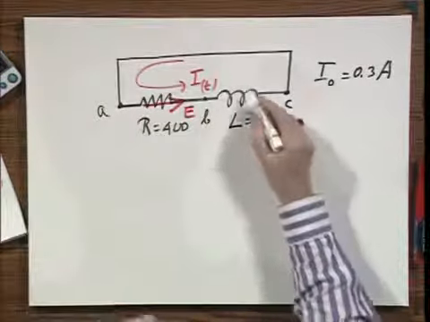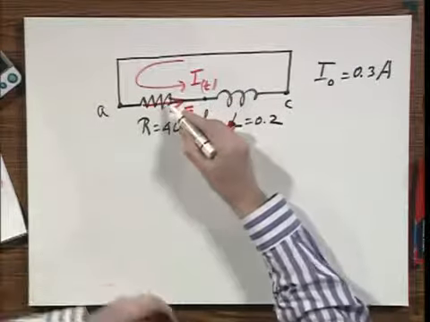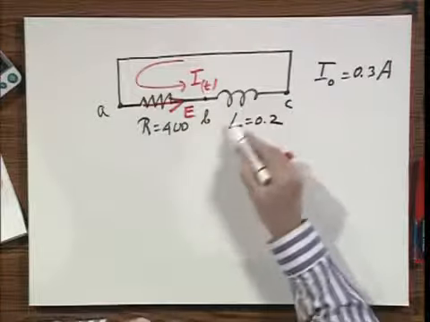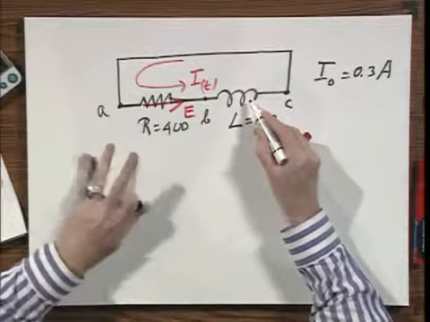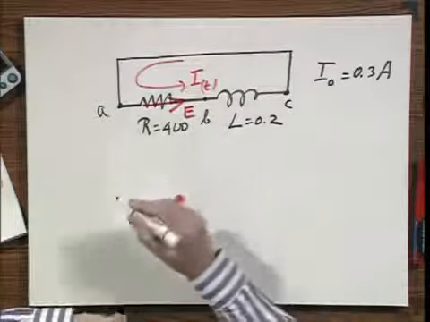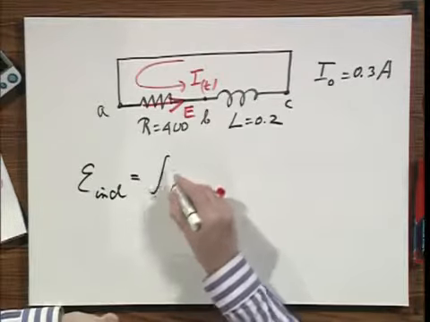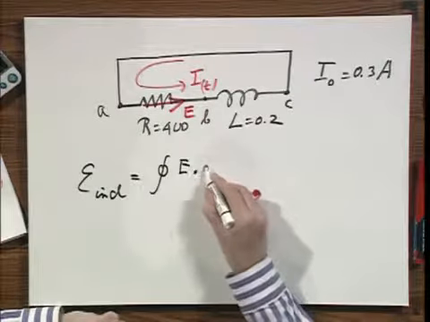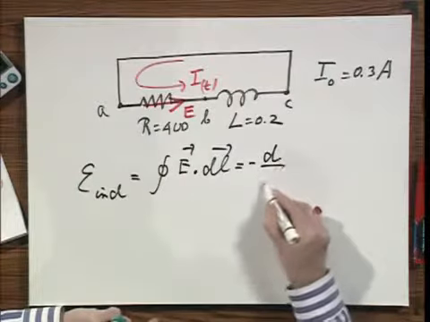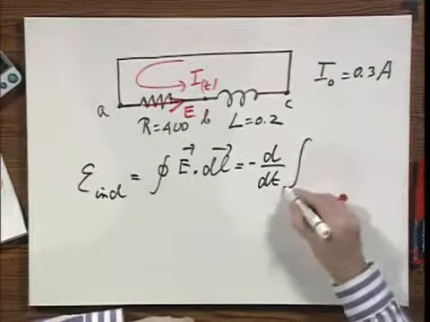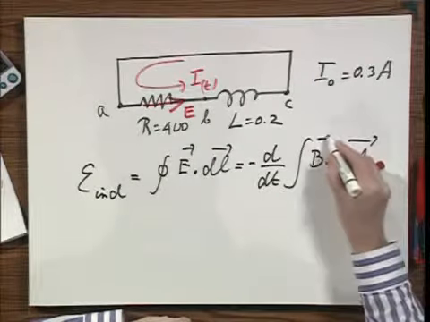L is opposing the decay of the current. Of course it will decay because there is heat dissipation in the resistor, but L has the ability to oppose that. It slows the decay down. I use Faraday's law, which says an induced EMF is the closed loop integral of E dot dL, and that equals minus d dt times the integral over the open surface B dot dA.